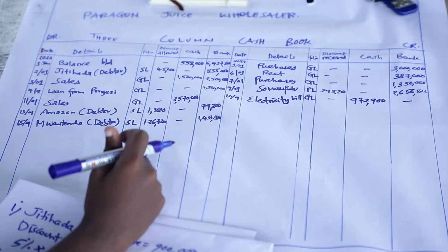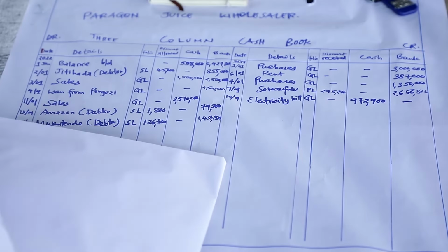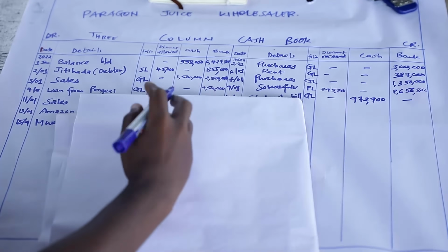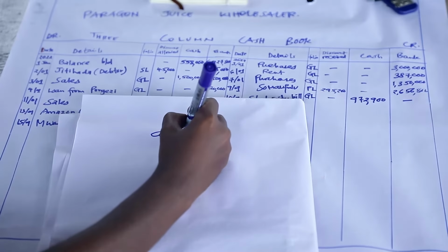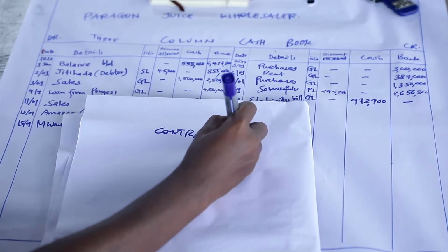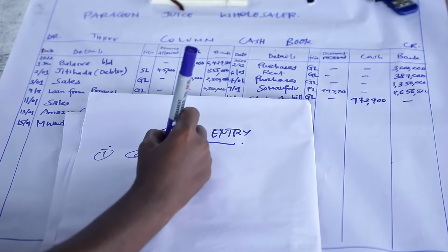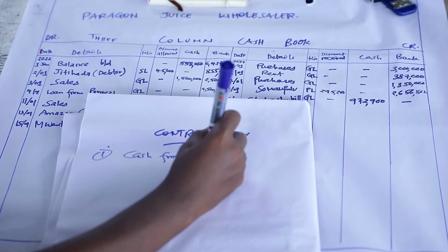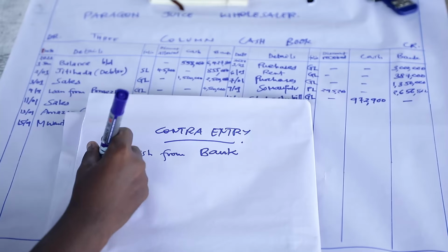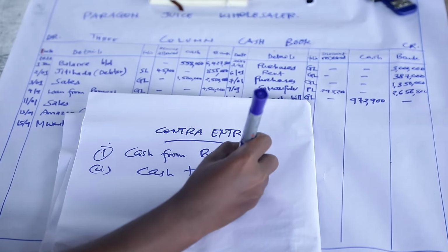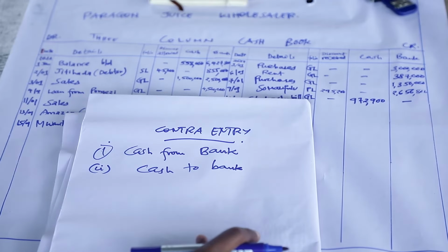360,000 cash withdrawn from bank for business use. So this is a contra entry. This is a contra entry. So we have two types of contra entries, whereby the first is cash from bank, and the second contra entry is cash to bank. So the knowledge of contra entry is that the double entry principle inakuwa completed in the cash book. So hakuna haja ya kufungua zile ledger, maana ile double entry inakuwa completed hapo.